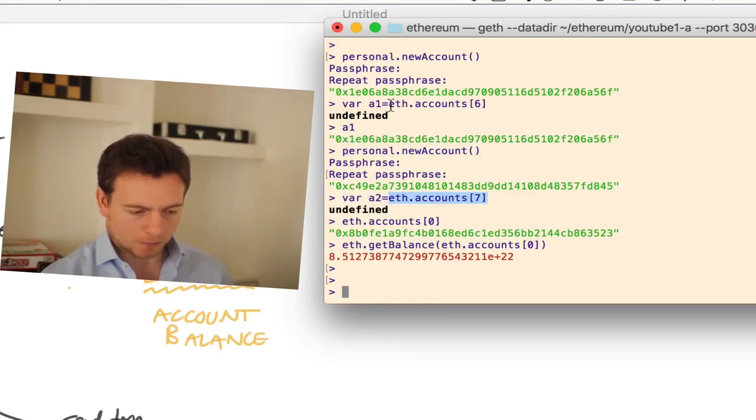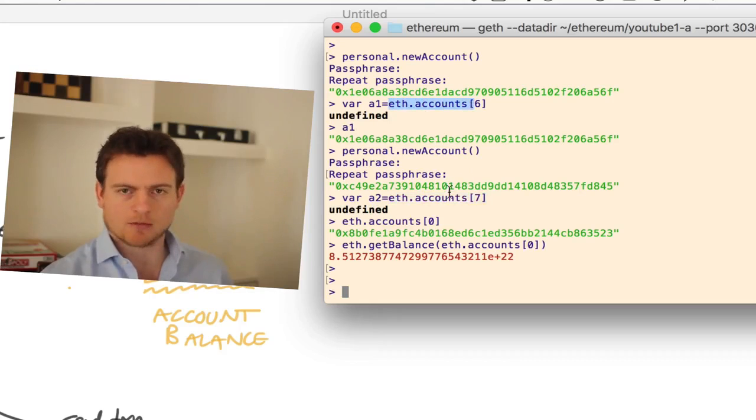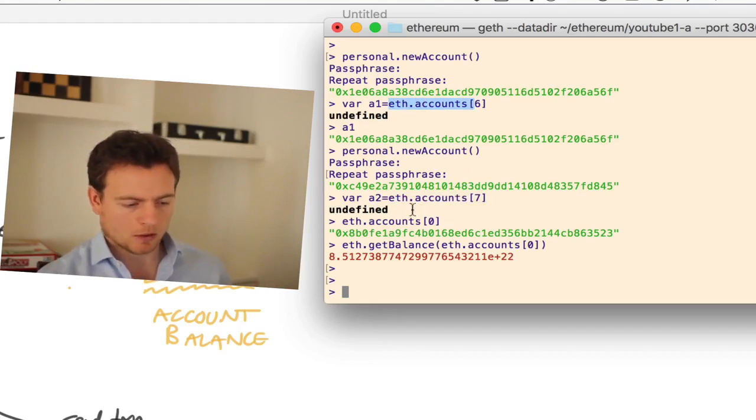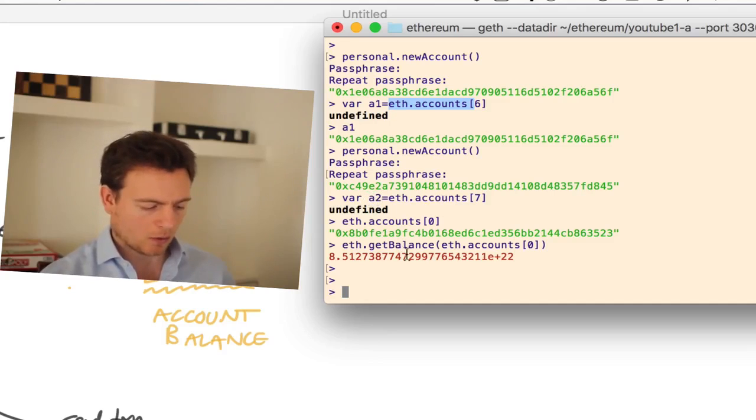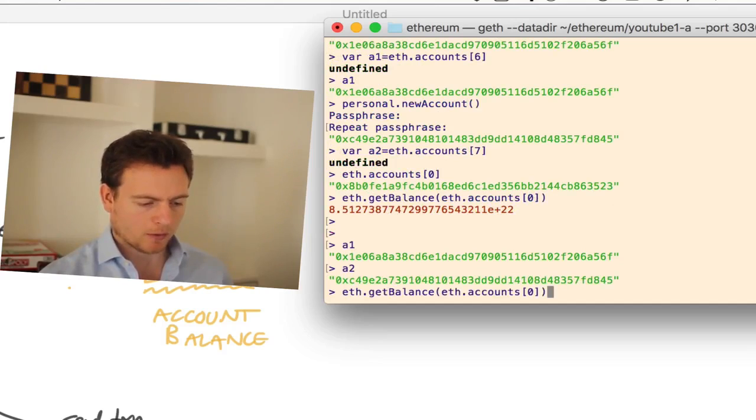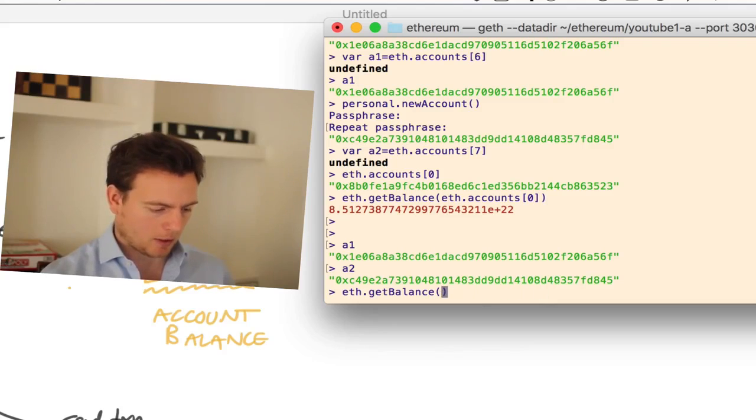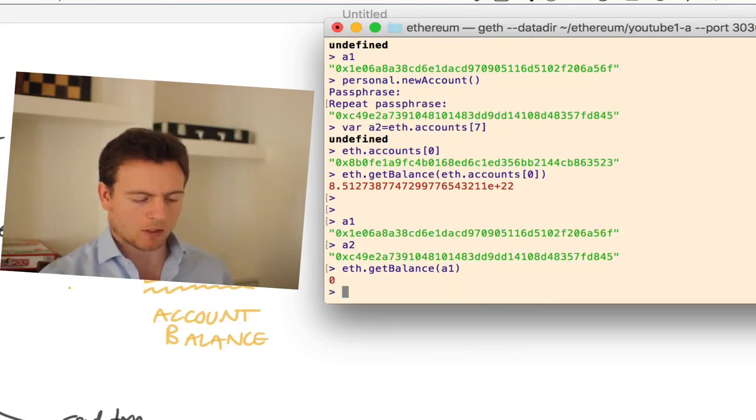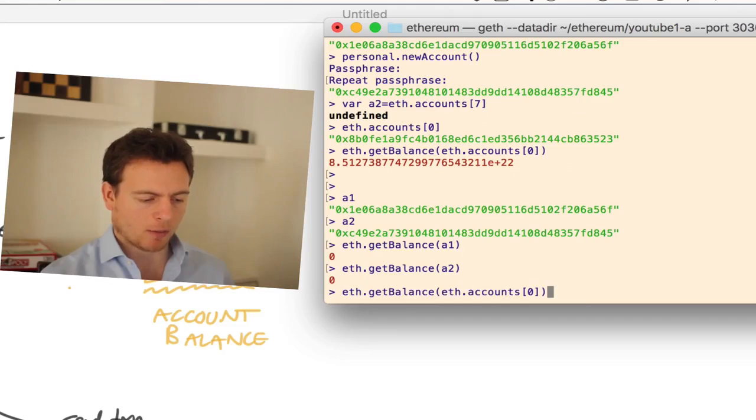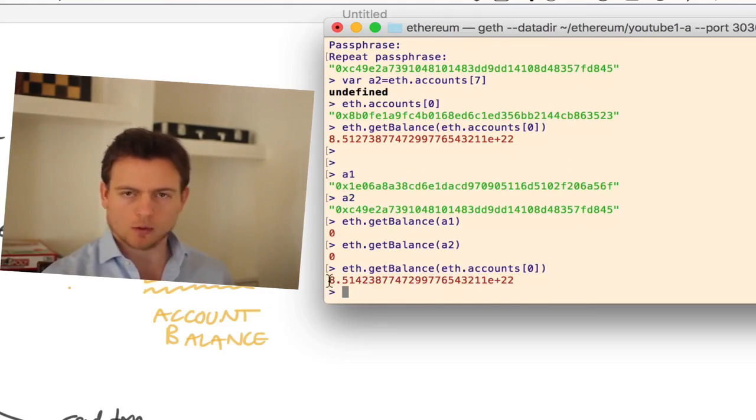So the account 6 and account 7 are the new accounts. Before there were 6, so account 5 was the last because it's indexed from 0. Hope that makes sense. So A1 and A2 are my new accounts, right? And they both have 0 balance, right? So if I do eth.getBalance A1 is 0, and the same for A2. They're new accounts. If I do eth.getBalance account 0, which is where we're doing the mining, if you remember, that's now a huge amount of ether.